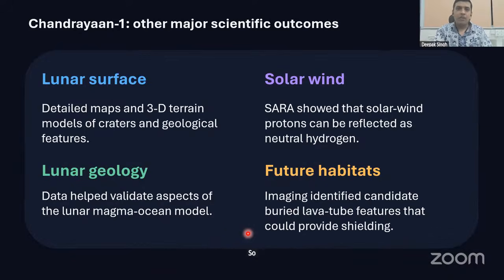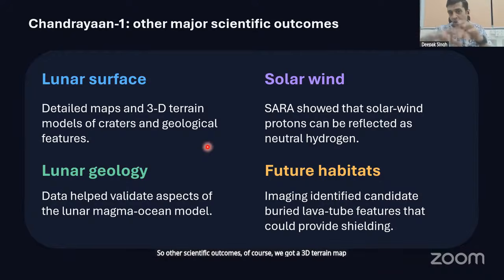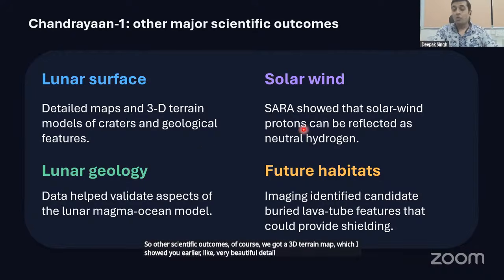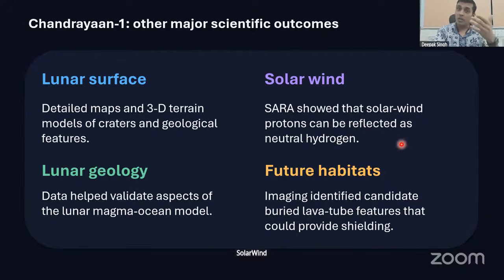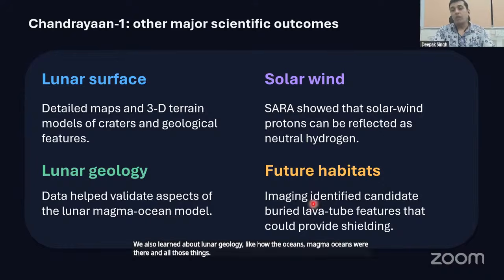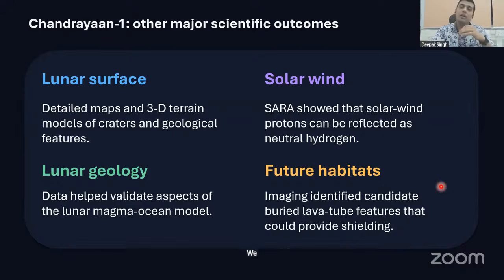So other scientific outcomes, of course, we got a 3D terrain map, which I showed you earlier, a very beautiful detailed map. Solar wind means we got to learn about the sun, the solar wind. We also learned about lunar geology, like how the magma oceans were there and all those things. We also planned future candidates for landing and missions using this mission. So it was a very successful mission, as I said.